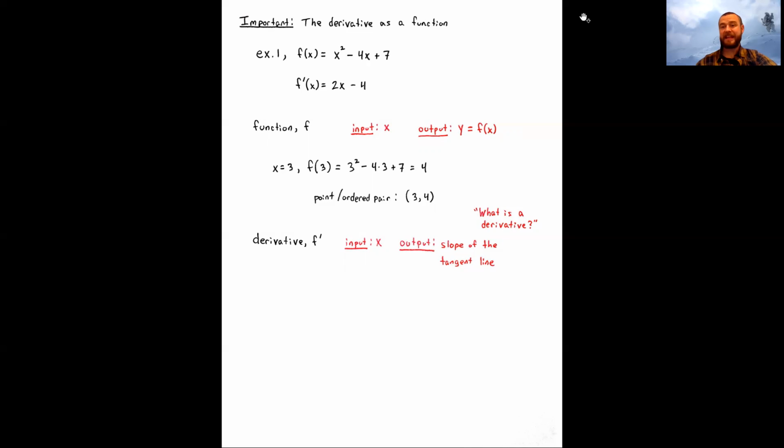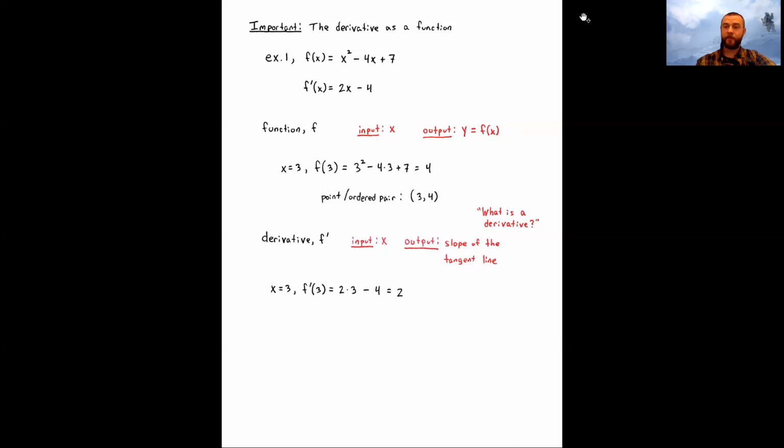All right, so that's how we'll give an interpretation to the derivative as a function. We input an x-coordinate, the output of the derivative is the slope of a tangent line. Just as a quick example, let's say we plug in x equals 3, same as the x value we were plugging in a few seconds ago right above. And what we get is f prime of 3. Notice we're using our derivative formula that we calculated with the limit definition. In example 1, we found f prime of x to be 2x minus 4. And if we plug in x equals 3 to that, we get 2 times 3 minus 4, which would be 2.